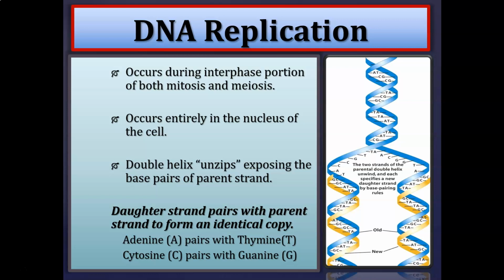The reason this is important is during cell division, we must have the new cell. Once we get to the conclusion of cell division, the new cell is also going to need an entire set of the genome, all 46 chromosomes. So that's why DNA replication must occur during interphase to prepare for cell division.